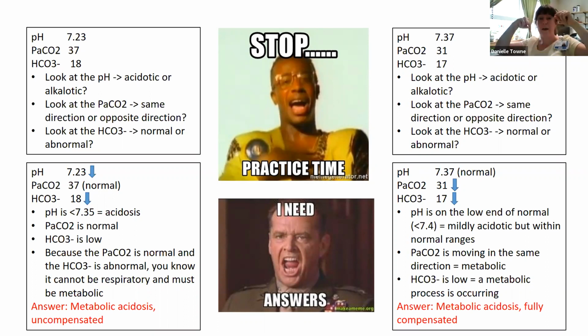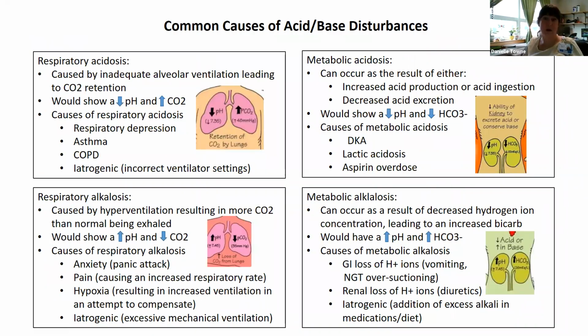And we definitely know that our CO2 is low, right, it's down. So we've got two downward facing arrows. If they're moving in the same direction, it's a metabolic problem. So we know that this is a metabolic problem. We know it's acidotic because our pH is a little on the lower side, even though it's normal, but it is fully compensated. The lungs are doing their job completely, blowing off CO2 to get that pH back in a normal range. Okay, so great job. Let's talk a little bit about some of the common causes of each.